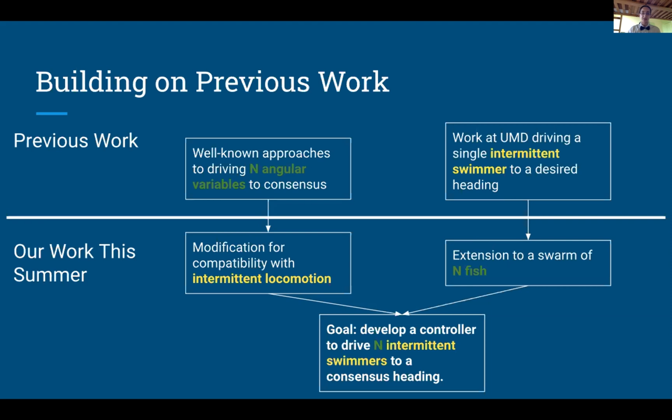So for example, there are already several tried and true approaches to getting N angular variables to coincide, but most of them require some modification in order to be compatible with intermittent swimmers like ours. On the other hand, my research mentor at UMD, Mr. Thompson, has been working with a single intermittent swimmer and has figured out a way to drive it to a desired heading, but we'd like to be working with more than one fish at a time. So much of the challenge for this summer was to see if we could combine these two strands of previous work in order to build a controller that would drive a full swarm of N fish, each of which was an intermittent swimmer, to a consensus heading.